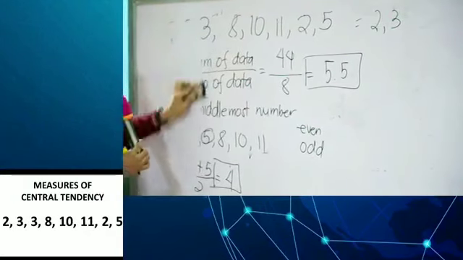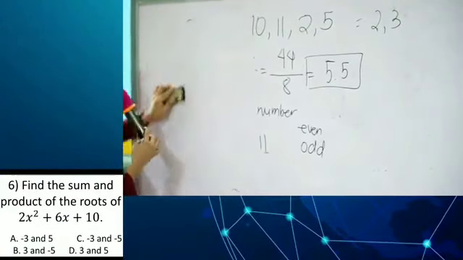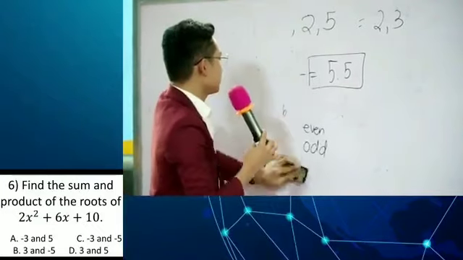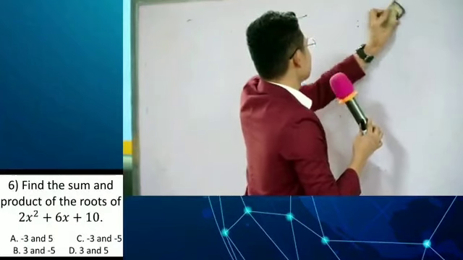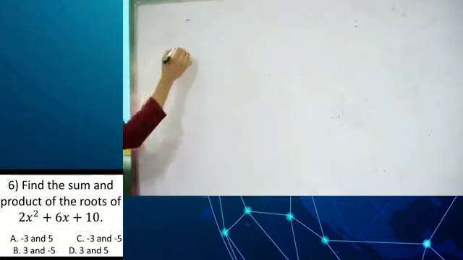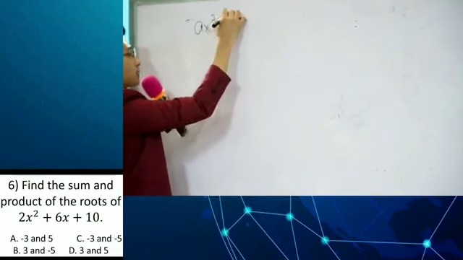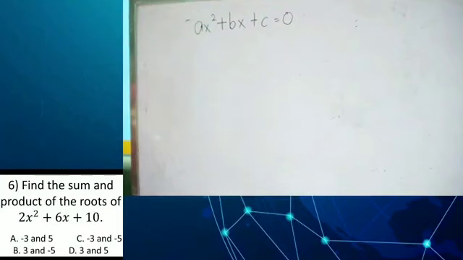Okay, next question. Ayan. Si algebra, hindi yan nawawala sa entrance exam. So, find the sum and product of the roots of 2x squared plus 6x plus 10. So, ito pong type of equation na ito, that is quadratic equation in the form of ax squared plus bx plus c is equal to 0. Okay? So, to find the product and sum of the roots, ganito lang po yan.